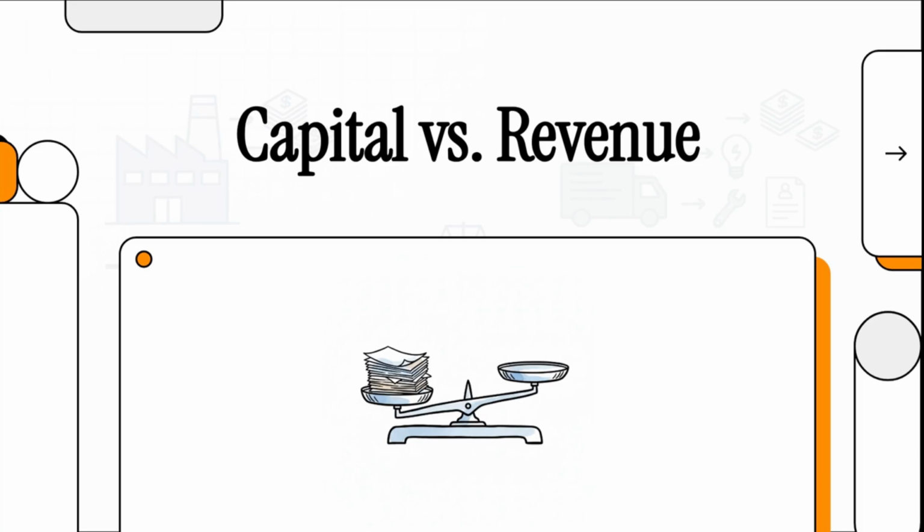In the world of business, not all spending is created equal. How a company classifies its expenses has a huge impact on its reported profits and its overall financial health. So today, we're diving into one of the most critical distinctions in all of accounting: capital versus revenue expenditure. Getting this right is absolutely fundamental.